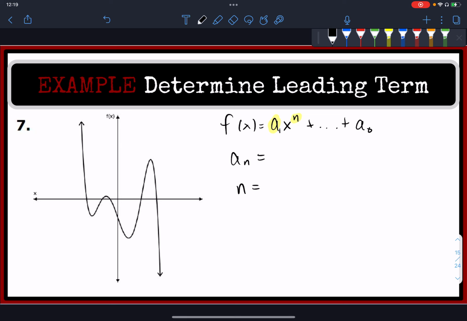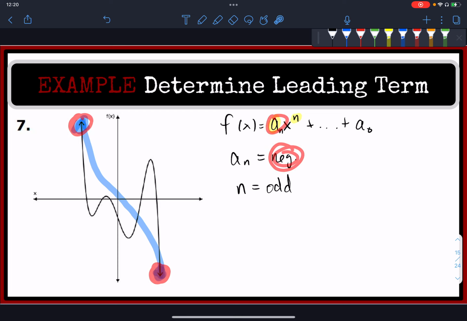Well, our coefficient, because this graph behaves like this power function, I know that that leading coefficient has to be some negative number. And because the two ends are pointing in opposite directions, I know that the exponent has to be an odd number. And in order for the left end to point up and the right end to point down, I need this number right there to be negative.